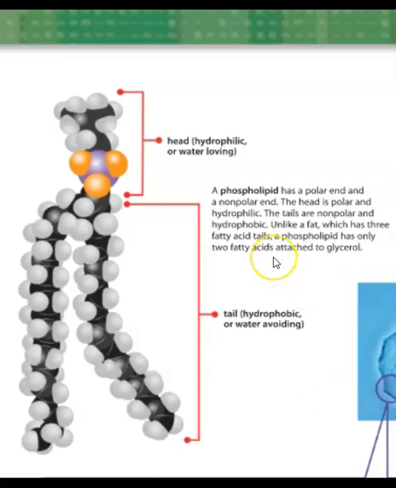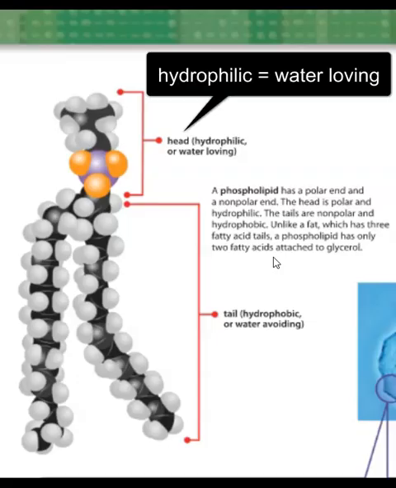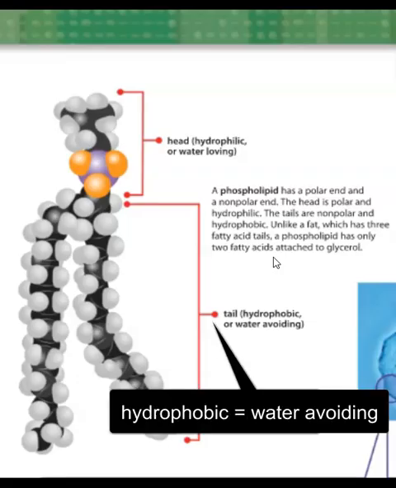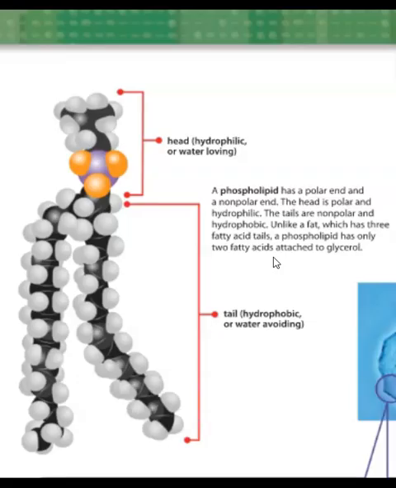A phospholipid has a polar end and a nonpolar end. The head of the phospholipid is polar and hydrophilic. The tails are nonpolar and hydrophobic. Unlike a fat, which has 3 fatty acid tails, a phospholipid has only 2 fatty acids attached to glycerol. So here is the hydrophilic or water-loving polar head of the phospholipid, and it has 2 tails, 1, 2, and the tails are hydrophobic, which means they're water avoiding.